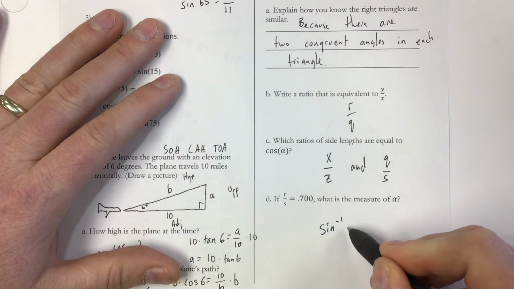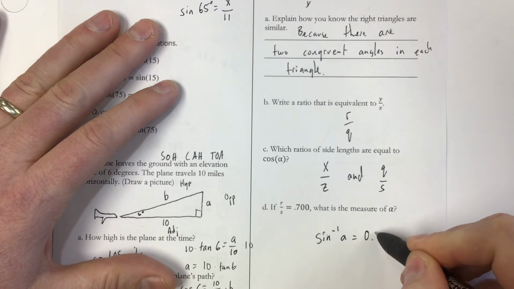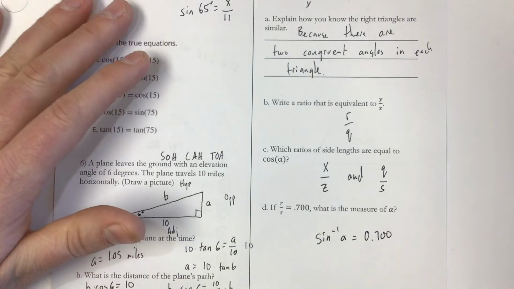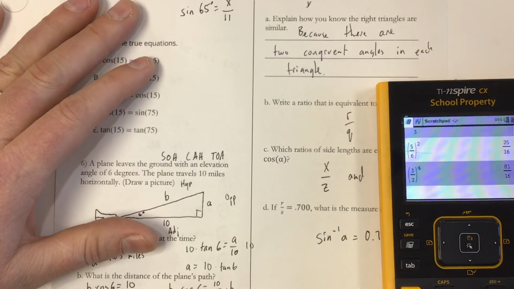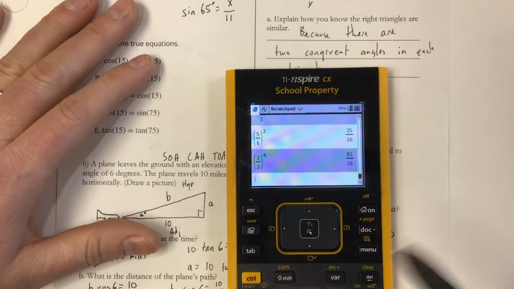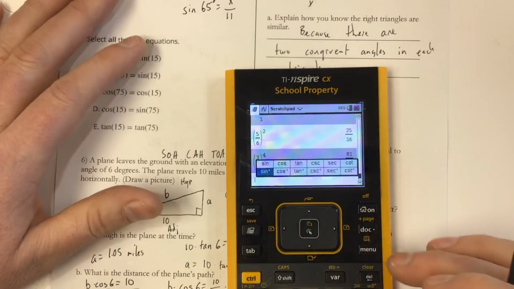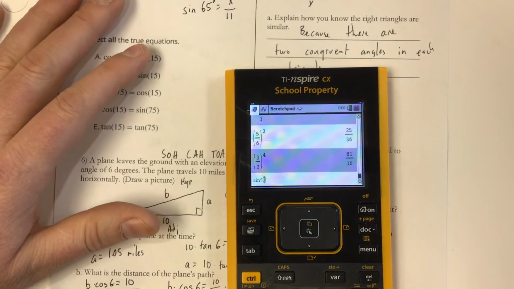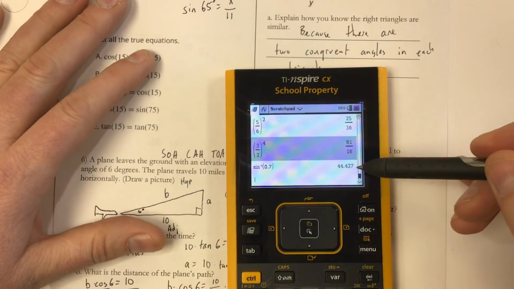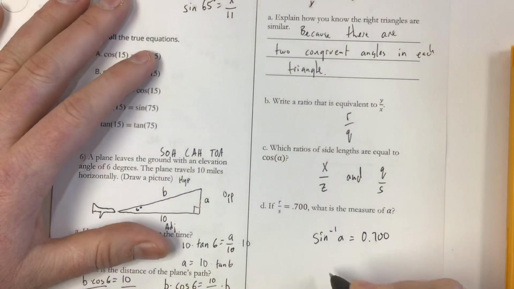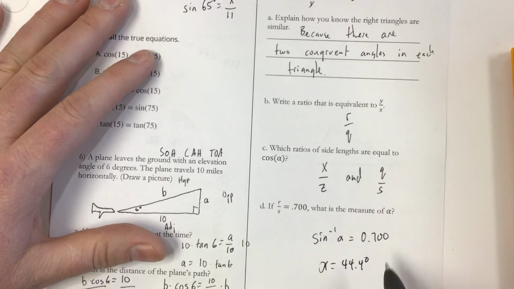So we're going to say the inverse sine of 0.700 is equal to some angle, alpha. That's when we use our calculator. So then you get your calculator out. We're going to use the trig button still, but when we're trying to find the angle, we're going to use the inverse, and we set up sine, and it's 0.700. So then the angle is 44.4 degrees. So alpha, that angle is 44.4 degrees. And that's it.